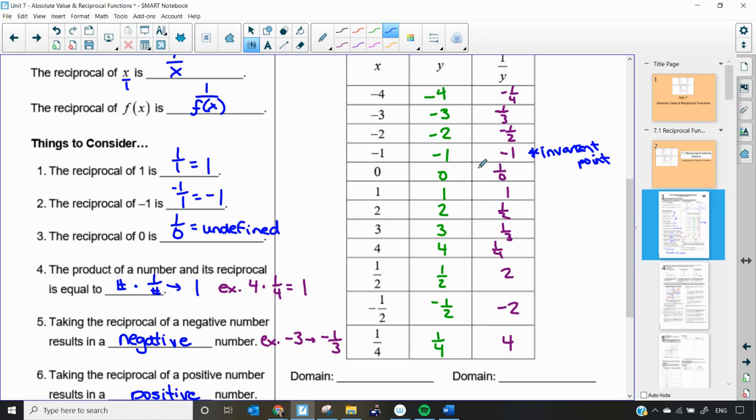And then we have 1 over 0 because when we take the reciprocal of 0, we have 1 over 0. Well, that point is undefined, and we'll take a look at what that means in a little bit. And then we have another point here that was at 1 and stayed at 1. This is also called an invariant point. And again, we'll talk a little bit more about invariant points later on in the lesson.